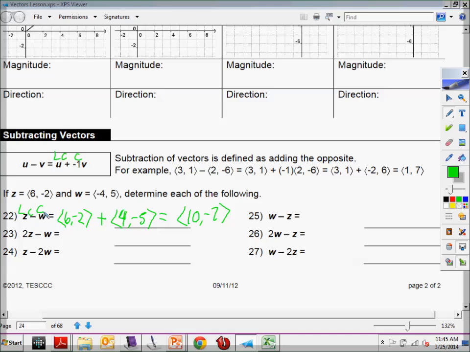So let's do it again. I have 2z here. Again, you do the scalar first. So what is 2z? 12 and -4. Okay, so I'm going to leave that alone, change my operation, and change the signs of w. I end up with +4 and a -5, which leaves you with 16 and -9. There you go.